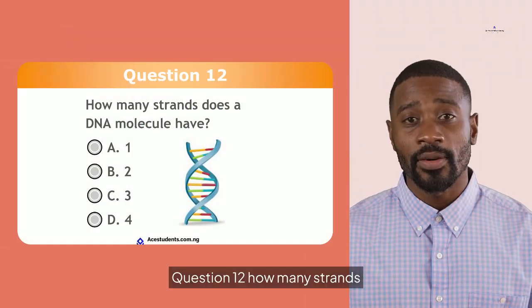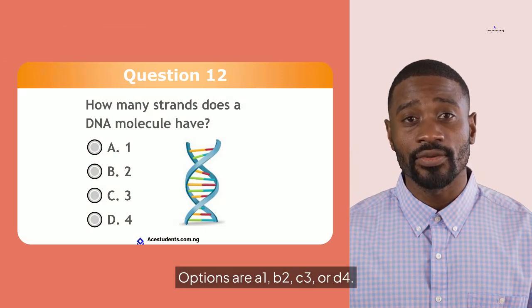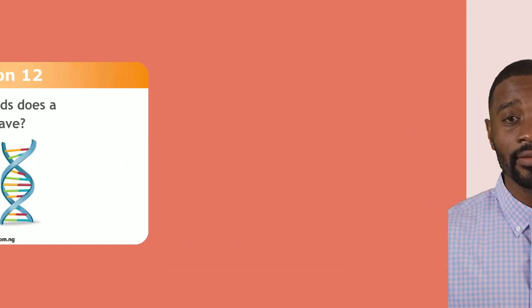Question 12. How many strands does a DNA molecule have? Options are A. 1, B. 2, C. 3, or D. 4. Think about the structure of DNA.